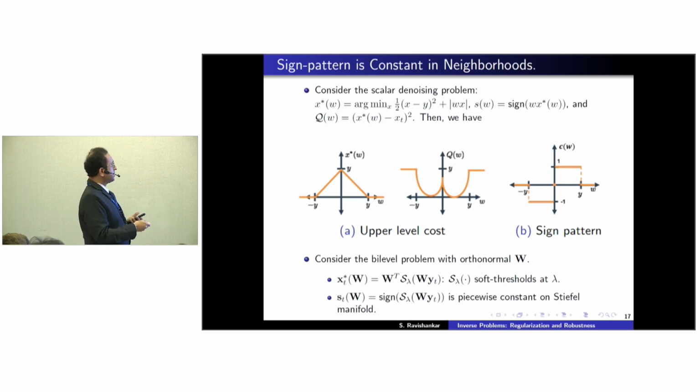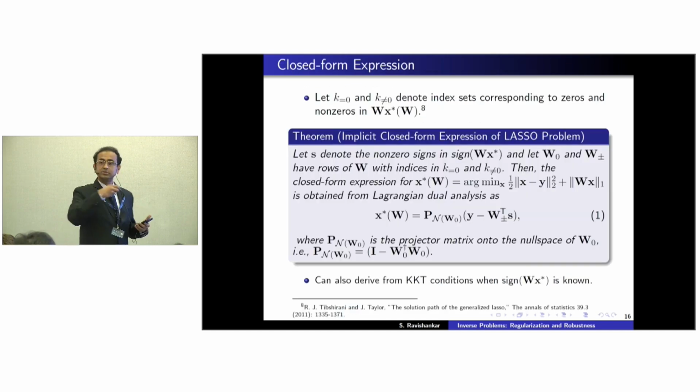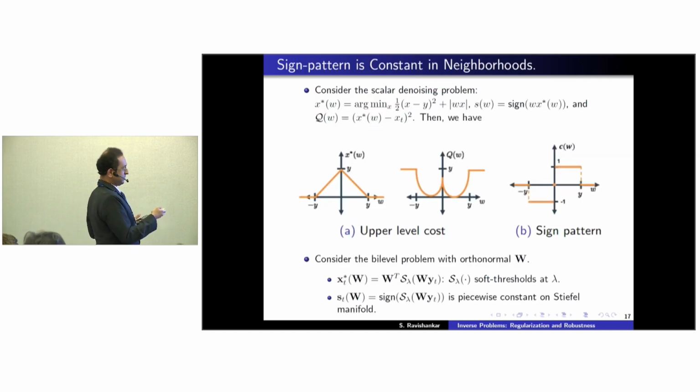If you look at the sign of Wx star in the simple case, it turns out to be piecewise constant. So there are regions where it's +1, -1, +1, or 0. Sign of Wx star is piecewise constant, so there are regions where the sign is fixed. And if the sign is constant in those regions, the implicit closed form expression becomes explicit, because if you fix the sign pattern, everything on the right-hand side is fixed. So it becomes an explicit function of W, and then you can compute gradients of x star with respect to W. That's the trick.